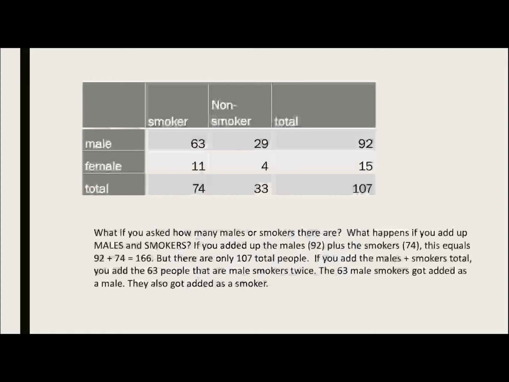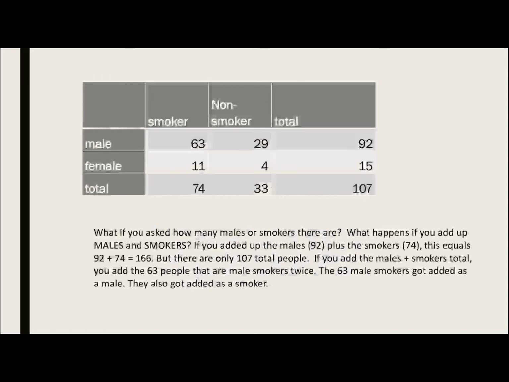What if you asked how many males or smokers there are? What happens if you add up males and smokers? If you add up the males, 92, plus the smokers, 74, this equals 166. But there are only 107 total people.